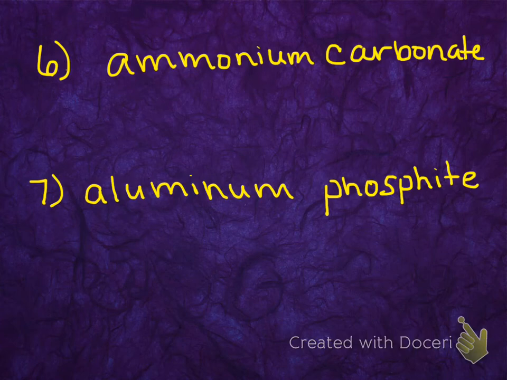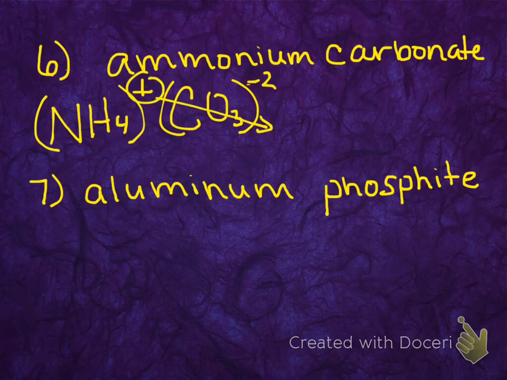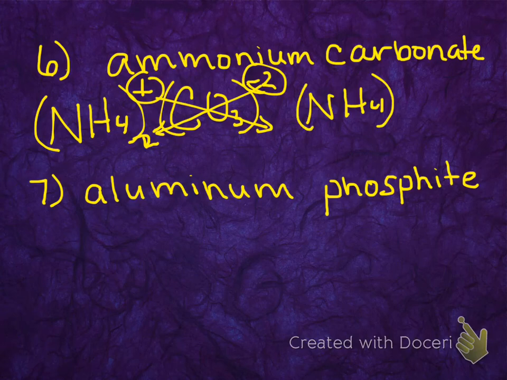Two more examples. Sorry, I forgot I had 2 more. Ammonium carbonate. So ammonium is NH4 with a +1 charge. Carbonate is CO3 with a -2 charge. We're going to crisscross. We get (NH4)2CO3. That one has 2 polyatomic ions in it, so that one's a little bit tricky. But you just look at the names, do it just like a regular ion.